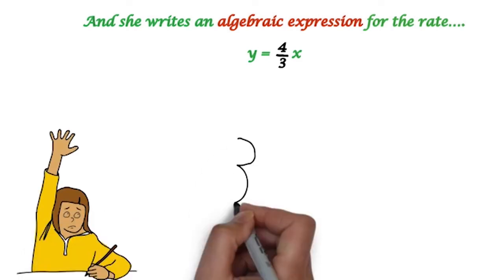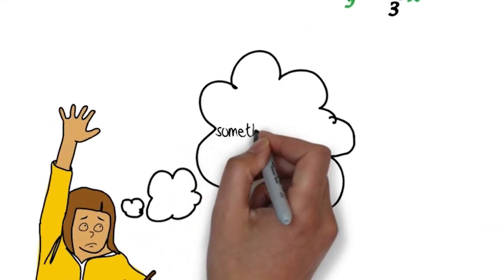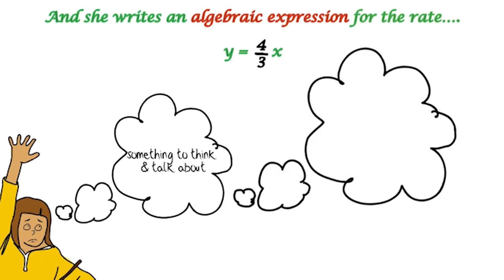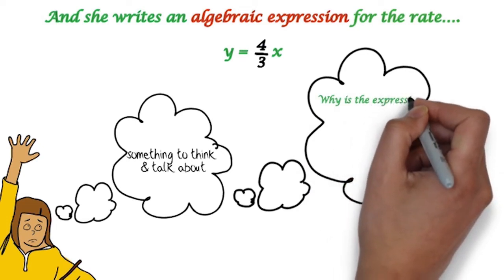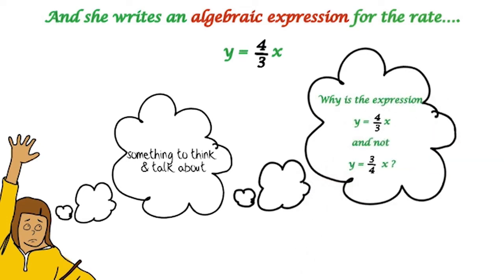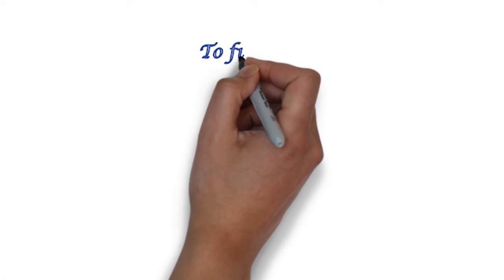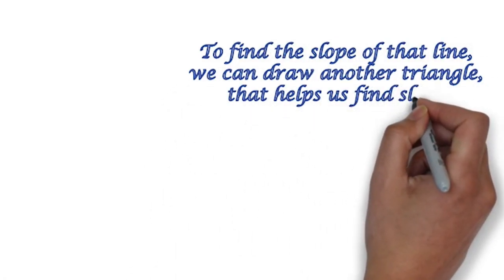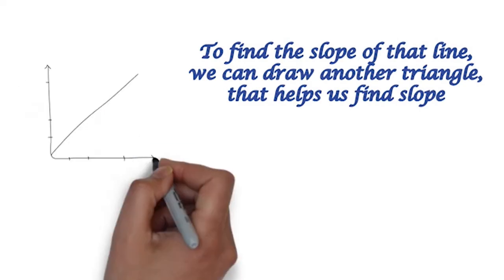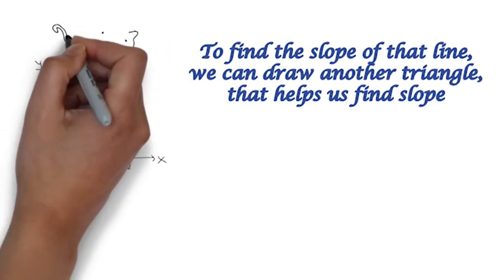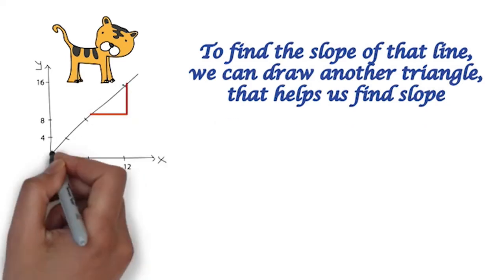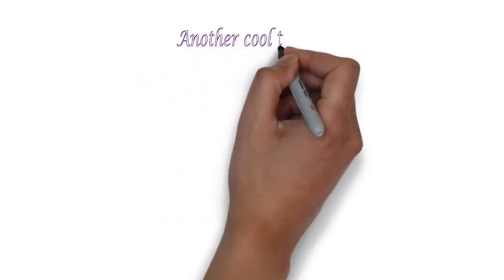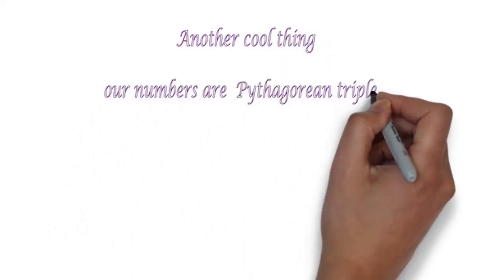But now she's pondering. Something to think about here and to talk about. Why do you think it's y equals 4/3 x and not, for example, y equals 3/4 x? Something to think about. So to find the slope of that line, we can draw another triangle, and that helps us find slope. So there's a cheetah, and some people call this a slope triangle. Another cool thing, our numbers that we chose for you are Pythagorean triples.